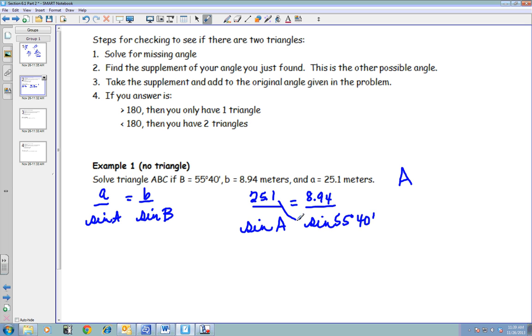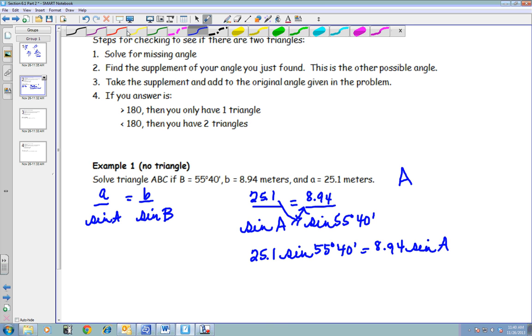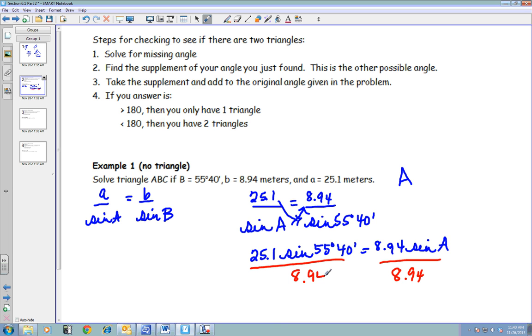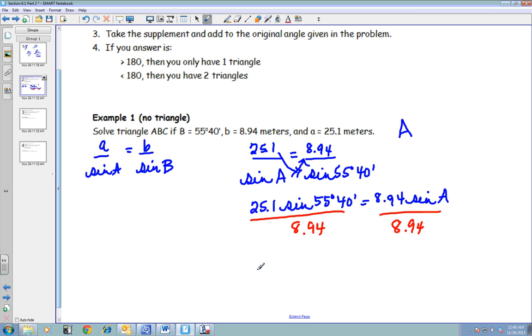From this point, we're going to cross multiply. 25.1 times the sine of 55 degrees 40 minutes equals 8.94 times the sine of angle A. Now we're solving for angle A, so I need to divide by 8.94 on both sides, and I get sine of angle A equals this whole thing.